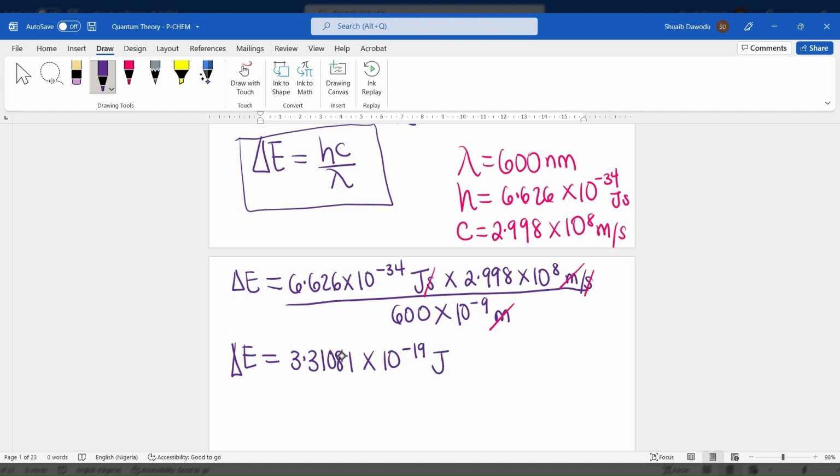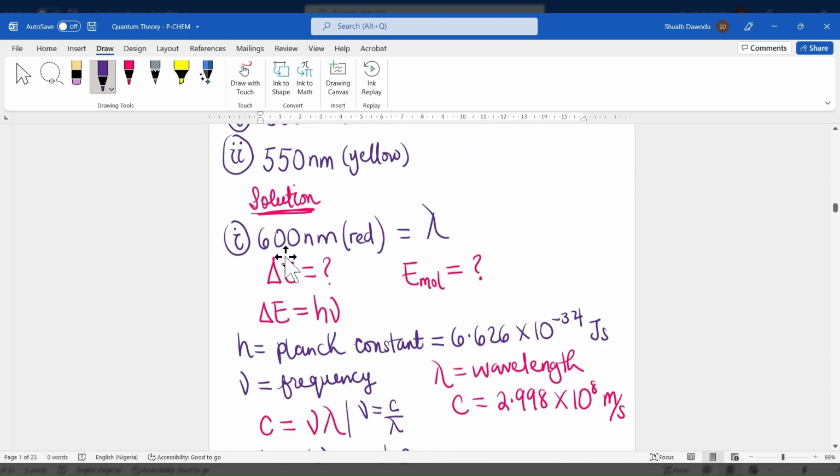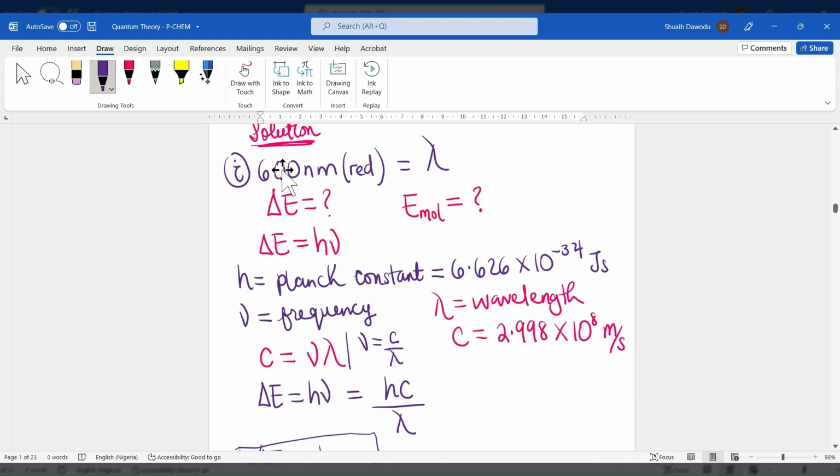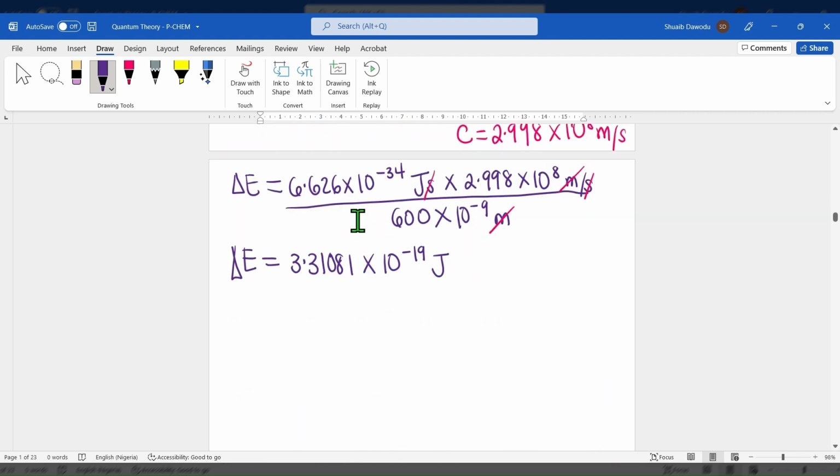And of course, we're scientists. We cannot put our work in what is not the proper number of sig figs. So we're going to go back to the question and see how many sig figs we're given. We see that we're dealing with 600 nanometers, so that is 3 sig figs. So we have to rewrite our work in 3 sig figs.